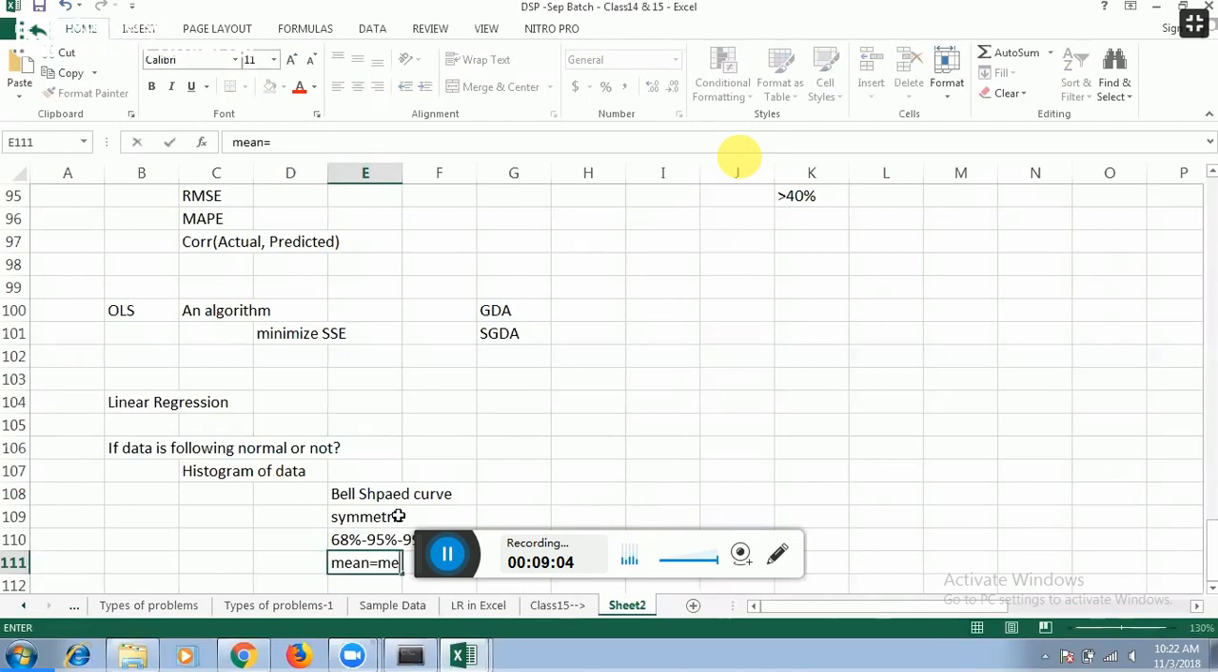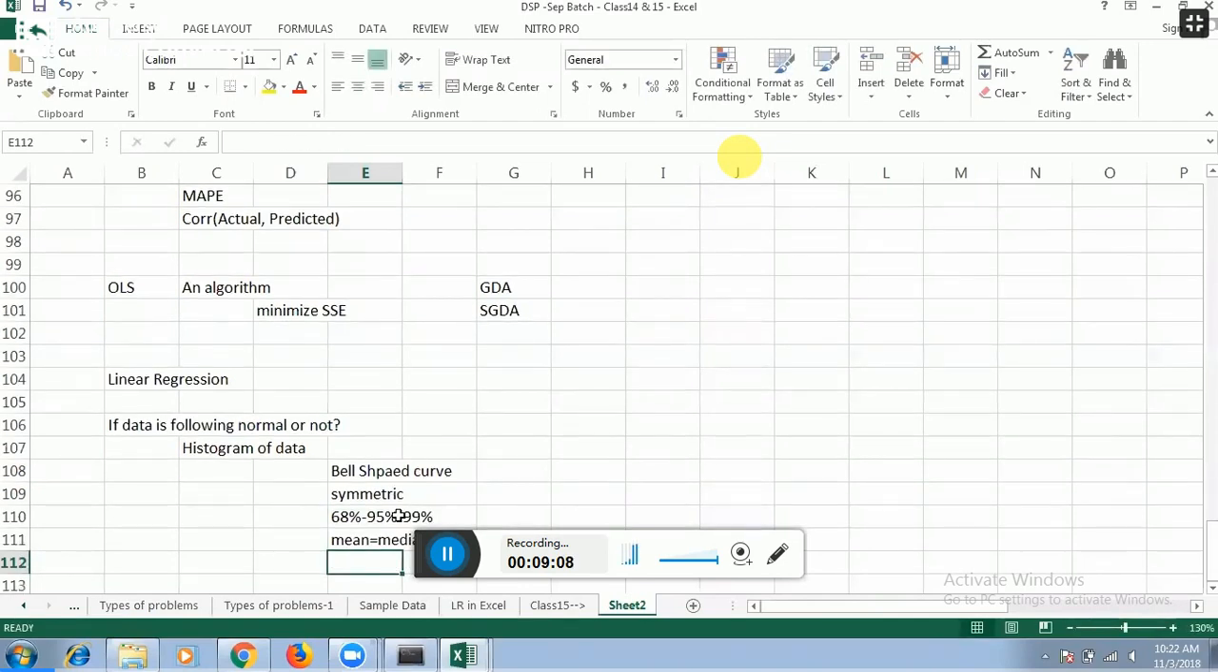Mean equal to median equal to mode. So this is another important characteristic of normal distribution. By looking at the histogram, you can validate these things to some extent. So this is how you can identify whether data is following a normal or not.